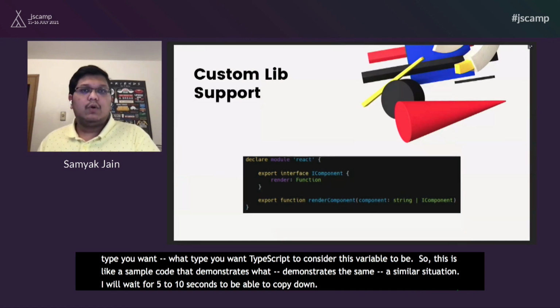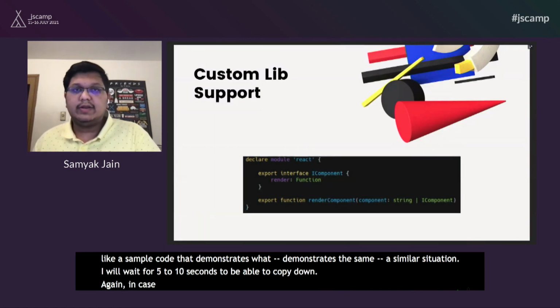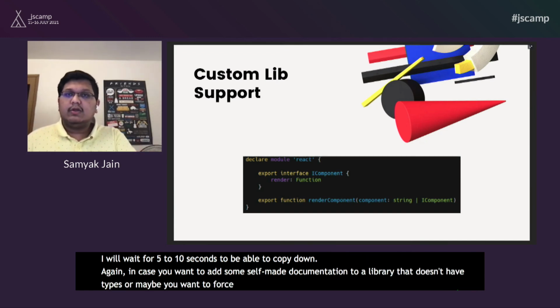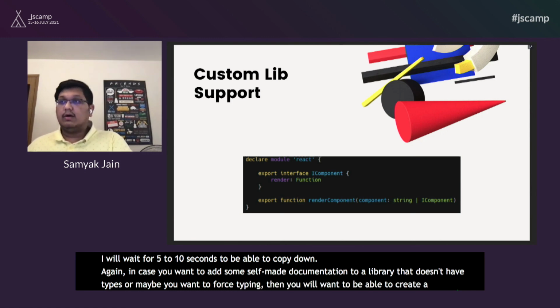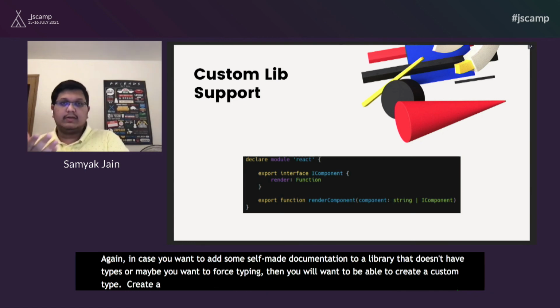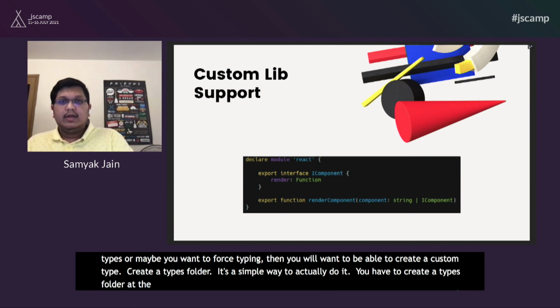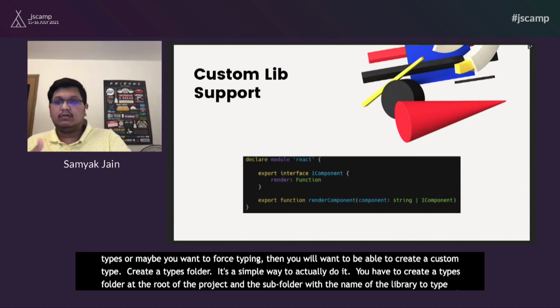Again, in case you want to add some self-made documentation to a library that doesn't have types, or maybe you want to force typing on libraries, then you will want to be able to create a custom type as such. Create a @types folder. It's a very simple way to actually do it. You have to create a @types folder at the root of your project and a subfolder with the name of the library to type. For demonstrating the same, I'm going to choose the React project again.